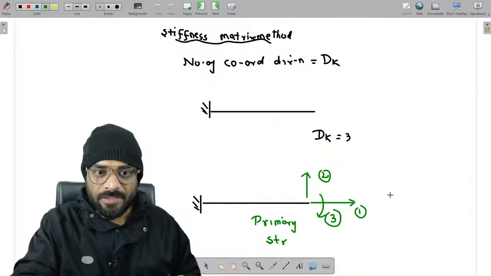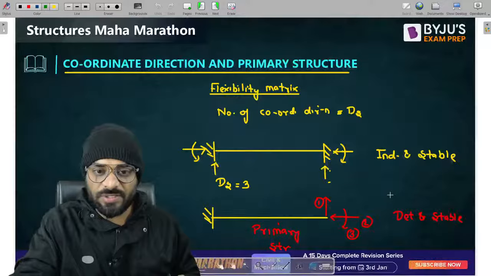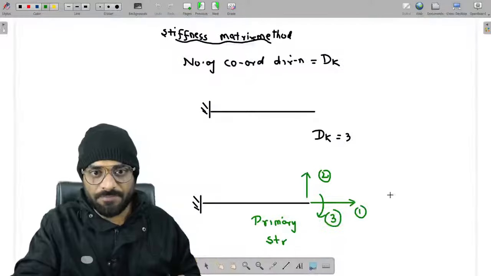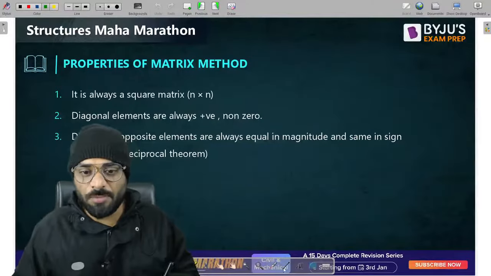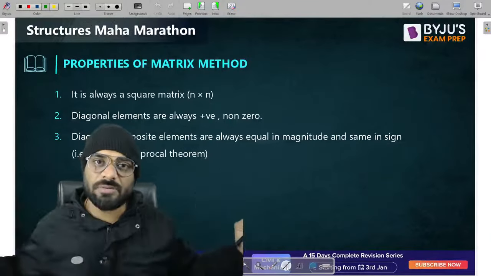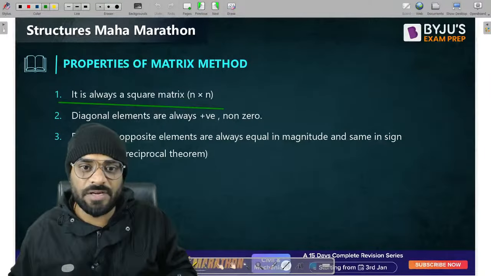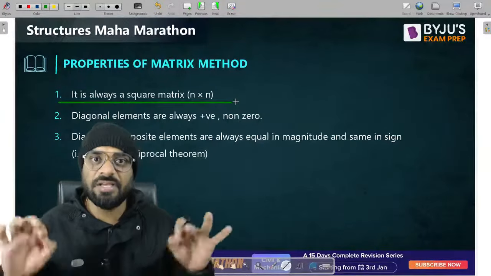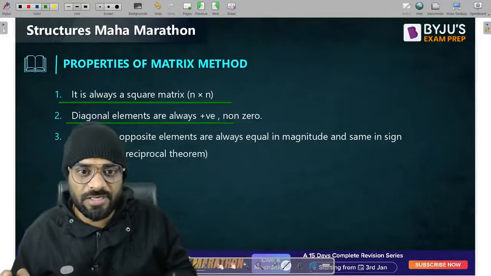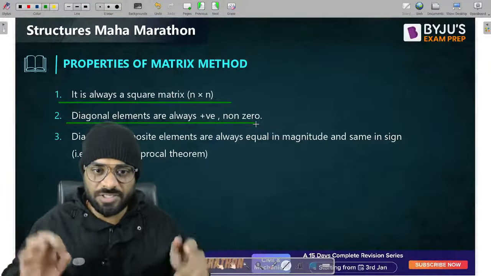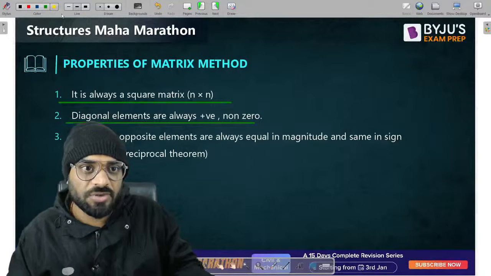Okay, now guys, the last thing which I want to explain over here is the property. What is the property of the stiffness matrix and the flexibility matrix? Please remember, it is always a square matrix. Diagonal elements are always positive and non-zero. What it means actually, let me show you that.